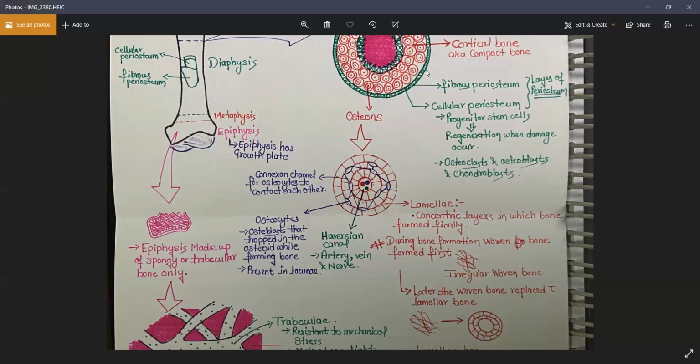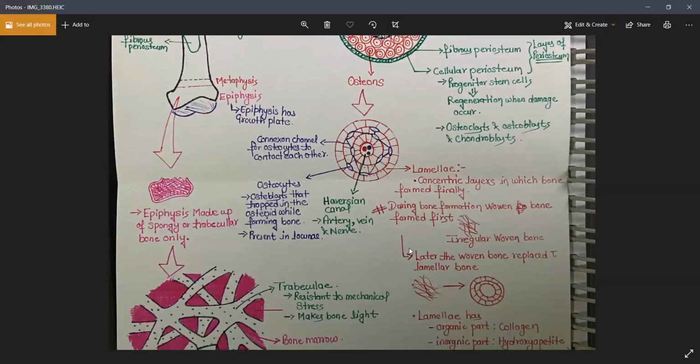Is that okay? Yes. In the center of this lamellae, you have the Haversian canal system, that consists of an artery, vein, and a nerve, and this is known as the Haversian canal. Lamellae are the concentric layers in which my bone is forming. Finally, right in the center, I have this Haversian canal.